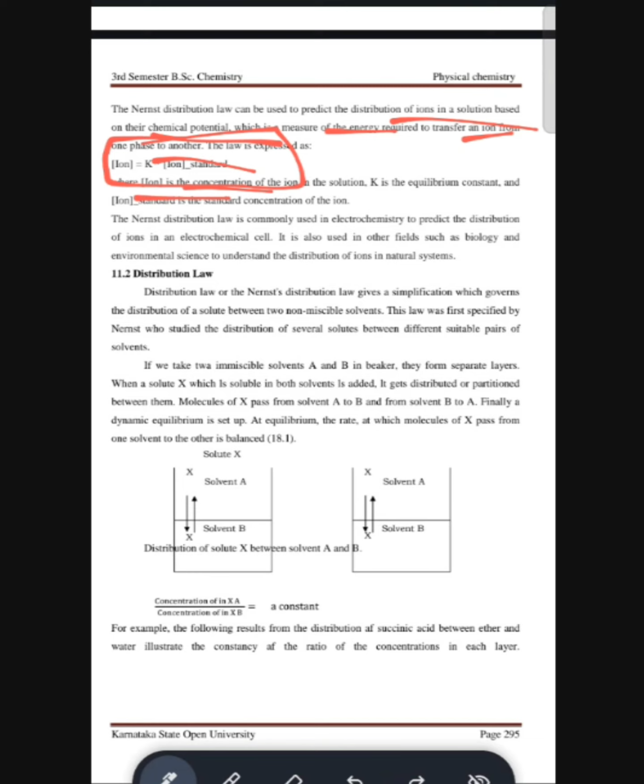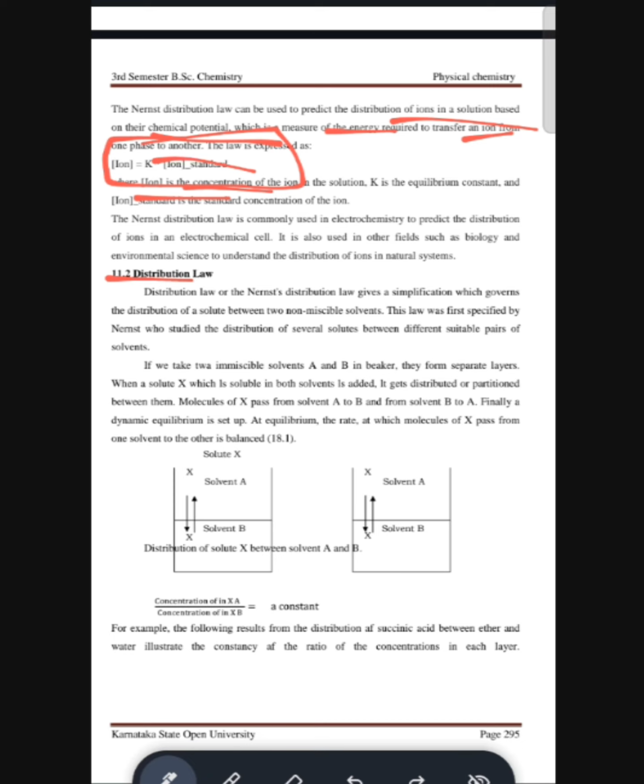Coming to the first topic, distribution law. The law refers to the distribution of chemical substances between two phases such as solid-liquid or liquid-gas, and a gas phase. The distribution law is described by the partition coefficient, which is the ratio of the concentration of the substance in one phase to the concentration in the other phase, the partition coefficient.